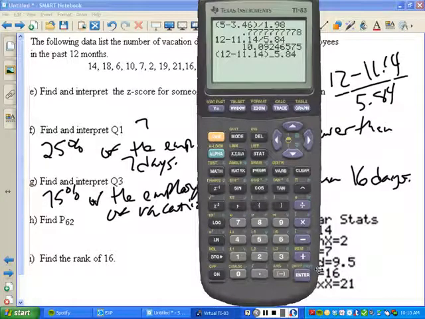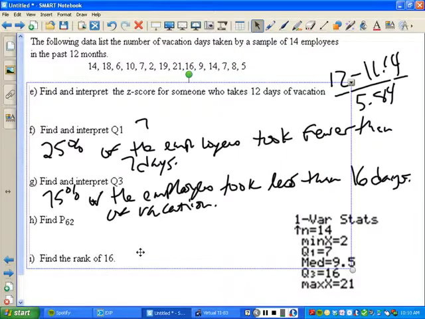Okay. 0.147. That looks much better. Okay. So how do I interpret? How do I bless you? Go away.